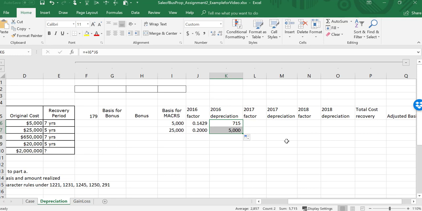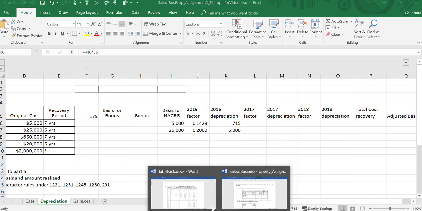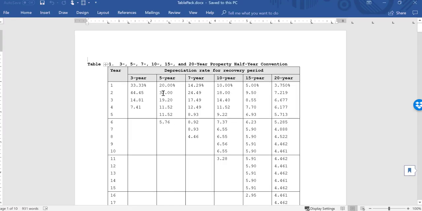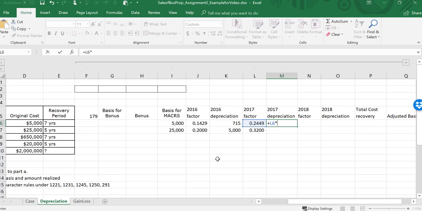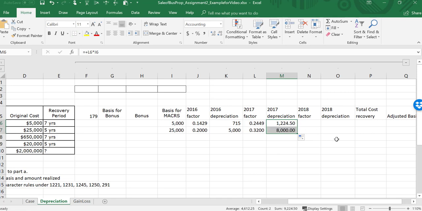Okay, so now I can move on to 2017. Of course, 2017 is year 2, so we need to go back to our table pack, look at year 2, 32% and 24.49%. Plug those in, make sure we calculate by the basis, not what is last year's depreciation or any other amount. And boom, we've got 2017's depreciation. Okay, now we just need to worry about 2018.